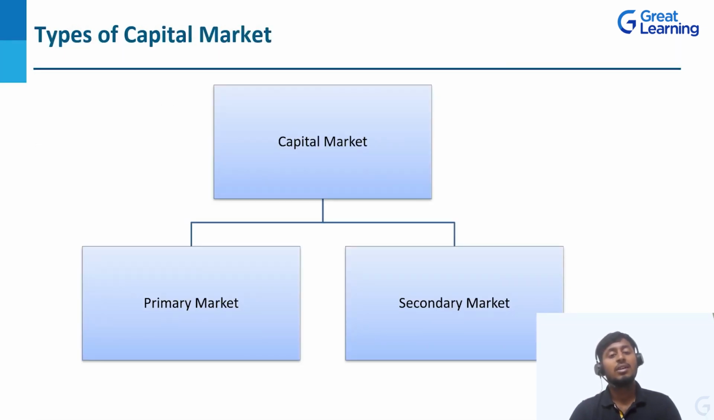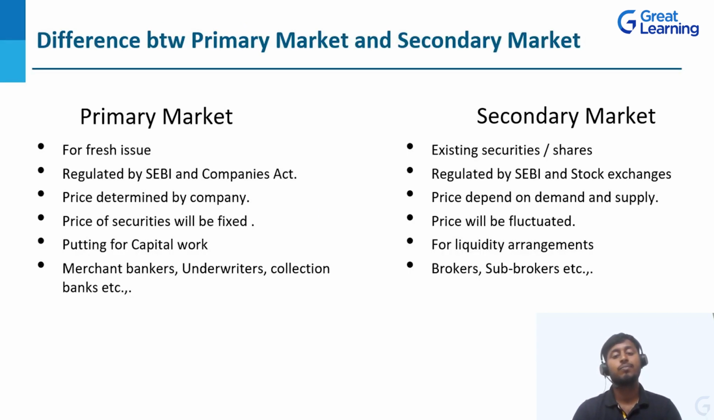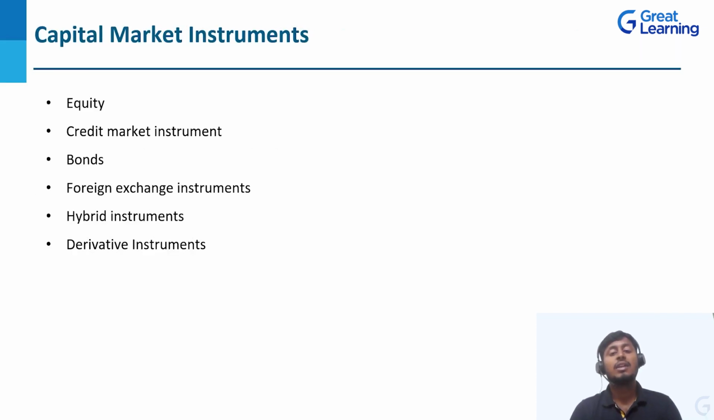Types of capital market. In these types, we have two kinds, that is primary market and secondary market. In the primary market, only fresh issues or initial public offerings will be done. In the secondary market, only the existing shares and securities are traded. Next, we have discussed the difference between primary market and secondary market, correct? Next, the capital market instruments, that is equity shares, credit market instruments like debentures and bonds, foreign exchange instruments, hybrid instruments and derivatives. This we have discussed.